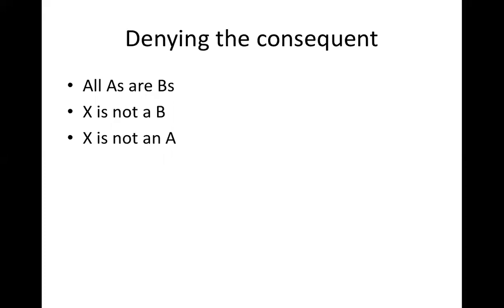And then denying the consequent. All A's are B's, X is not a B, therefore X is not an A. Now, because the second premise is denying the consequent, we'll say the whole argument is denying the consequent, or it is an argument that denies the consequent.